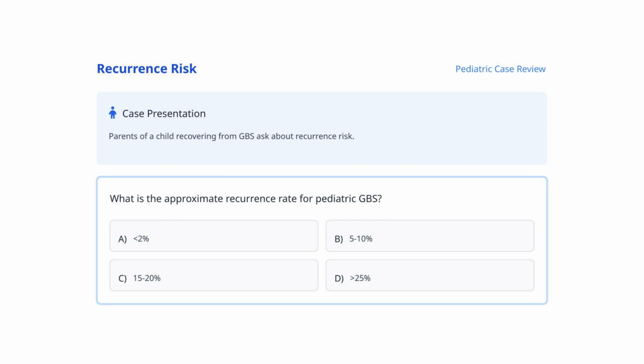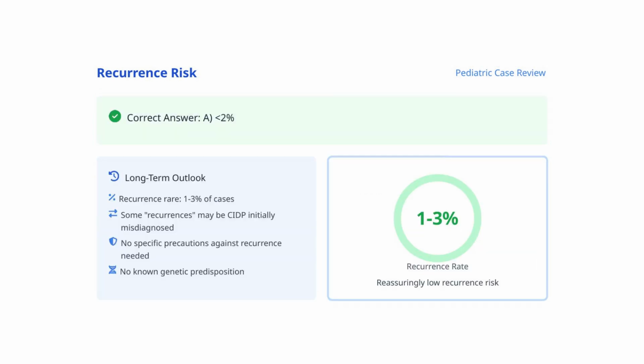Parents of a child recovering from Guillain-Barré syndrome ask about recurrence risk. What is the approximate recurrence rate for pediatric GBS? Is it A, less than 2%, B, 5 to 10%, C, 15 to 20%, or D, greater than 25%? The correct answer is A, less than 2%.